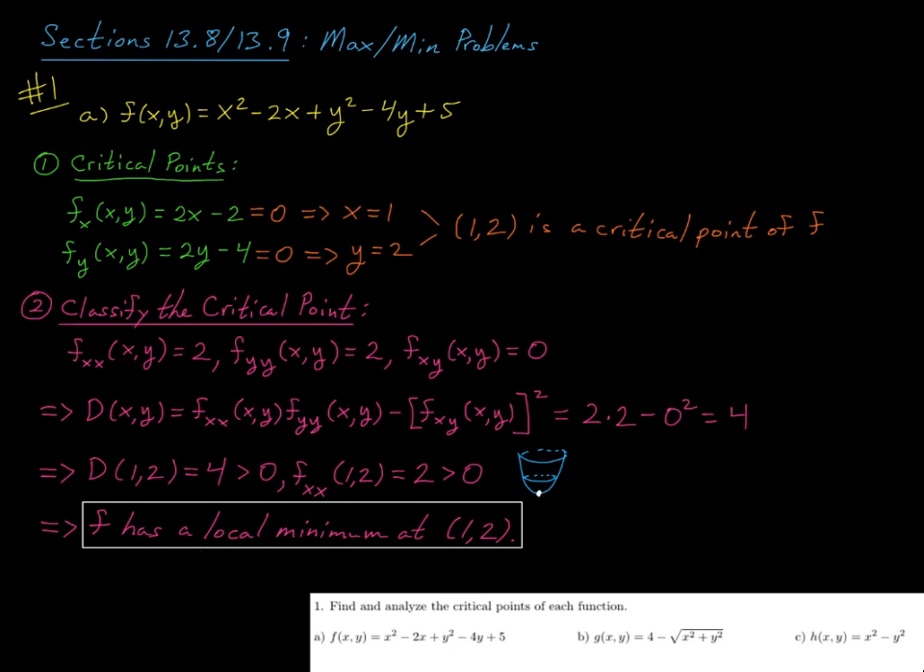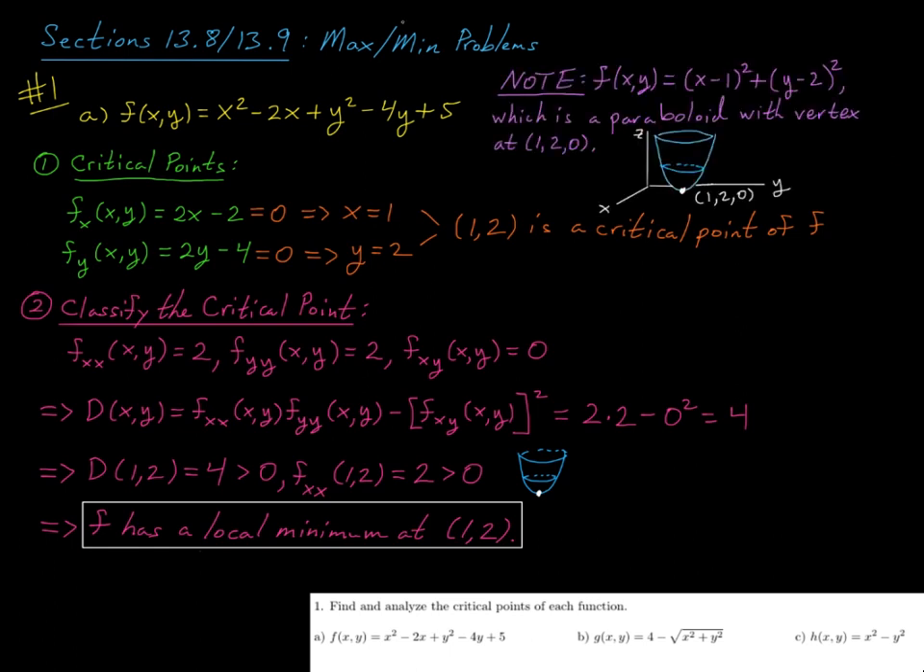Okay, so one note here. Note that we can go ahead and complete the square and rewrite this expression for f(x,y) as (x minus 1) squared plus (y minus 2) squared. This is just a paraboloid. It's the paraboloid x squared plus y squared, and we've just shifted it 1 unit in the positive x direction and 2 units in the positive y direction. So it's a paraboloid with vertex at the point (1, 2, 0), hence our result saying that we have a local minimum at the point (1, 2).